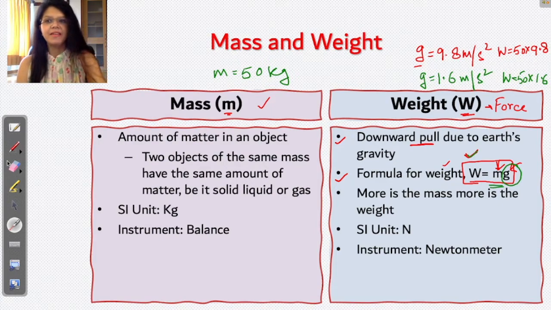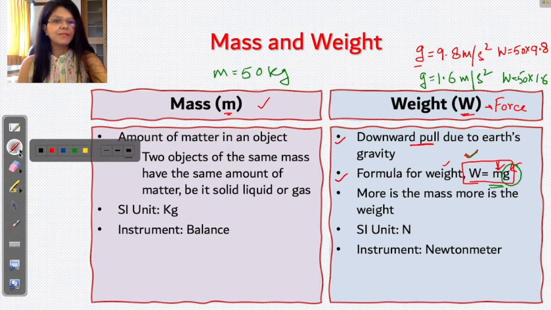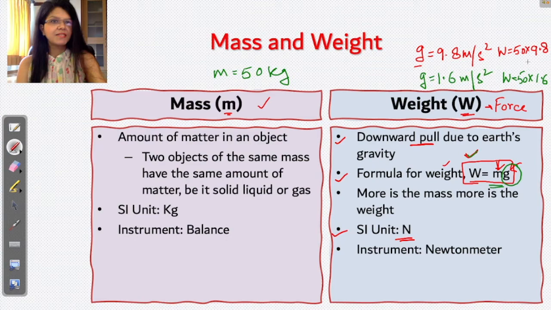Your weight will be different. Your weight is going to be different on different planets. Now, what is the unit of weight? Because it is a force, the unit of weight is Newton. So what is the unit that we put here? It is Newton.